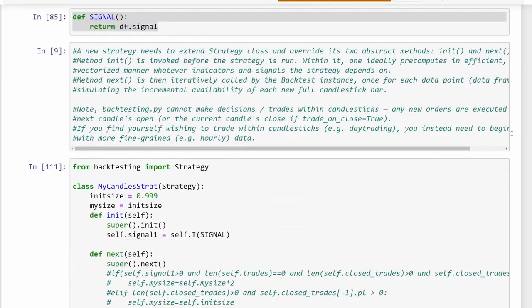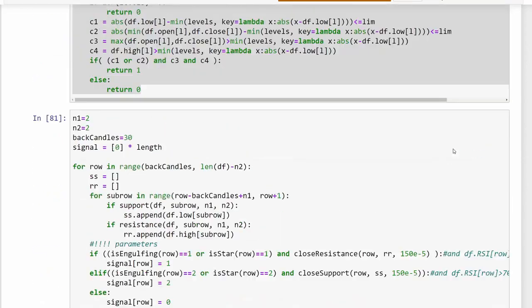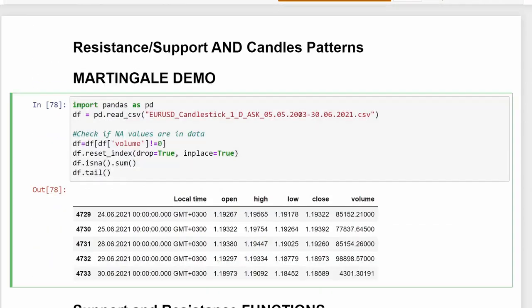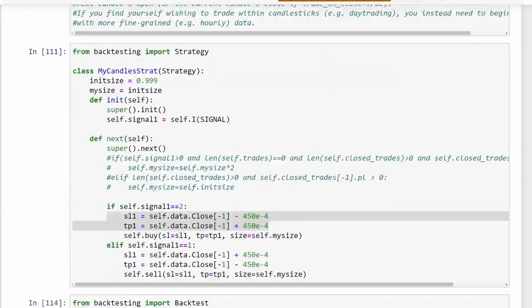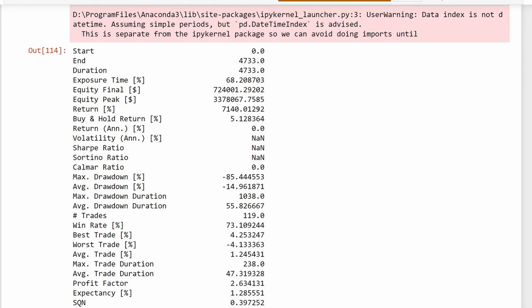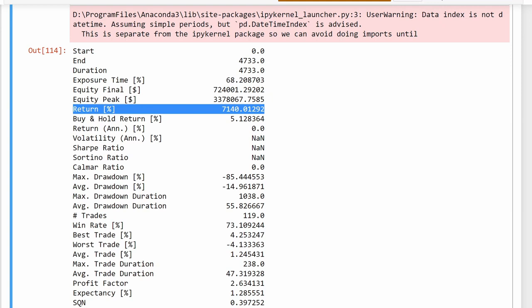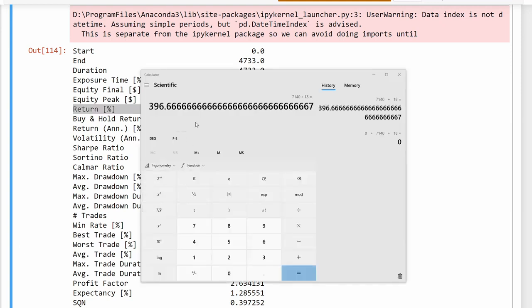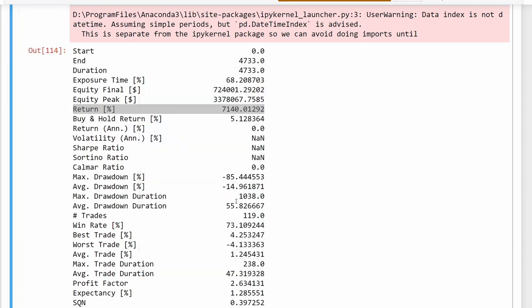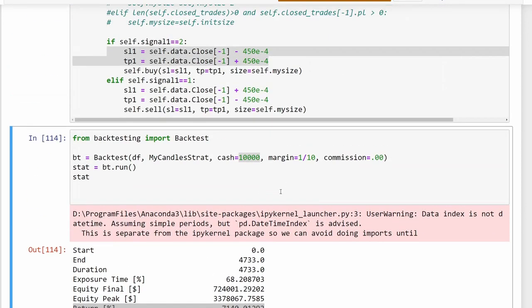Now remember, our data frame contains prices between 2003 and 2021. In other words, this is almost 18 years of trading. So if you want to know how much this makes per year, we can divide the percentage that we have over 18. So I'm going to divide 7,140 by 18, and it's almost 400%. So in other words, per year, we're going to earn 4 times the amount that we deposited at the beginning of the year.